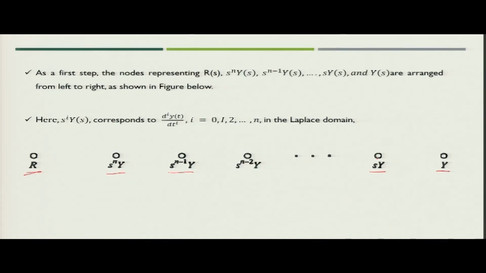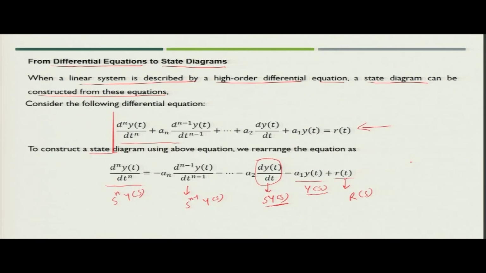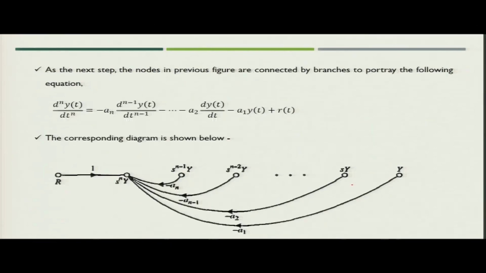So, what is s^i Y(s)? The ith order differential component, that is d^i y by dt^i, is nothing but s^i Y. So, for the nth order component we have written s^n Y. Now, we have defined the nodes. Next, we use this equation to define the links.